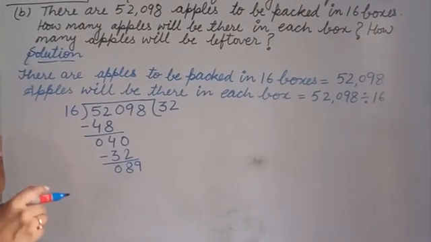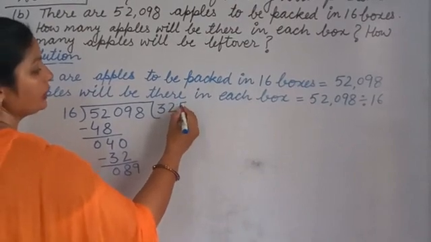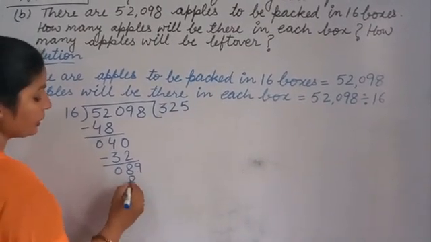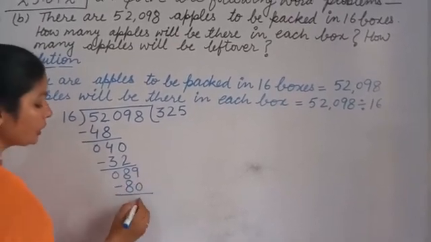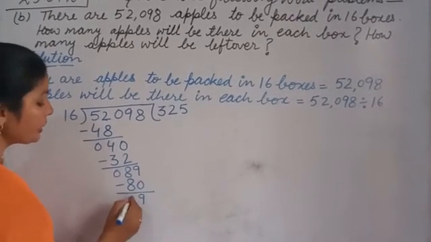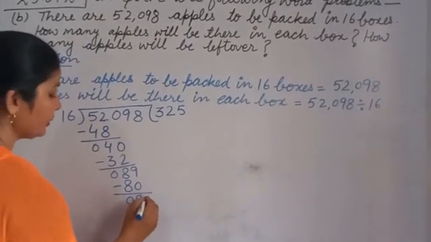Now again recite the 16 table, 16 5s are 80. So we write here 80. Now 9 minus 0 is 9 and 8 minus 8 is 0. Now we next note down the digit, that is 8.